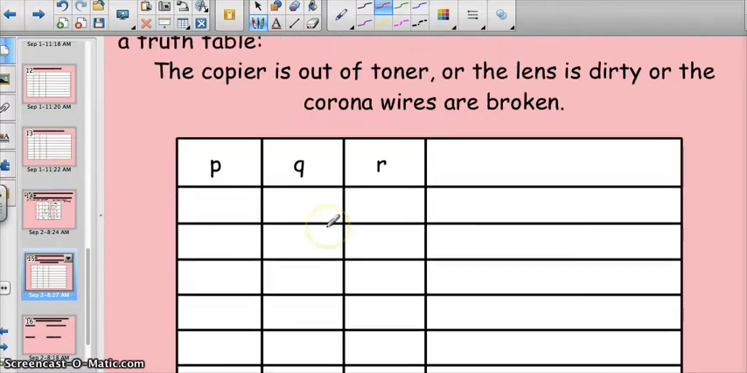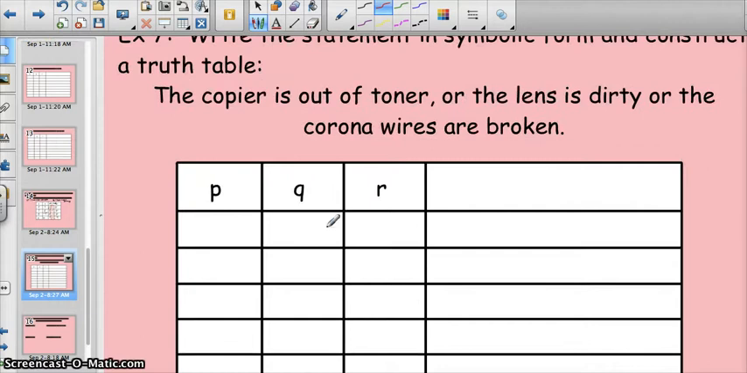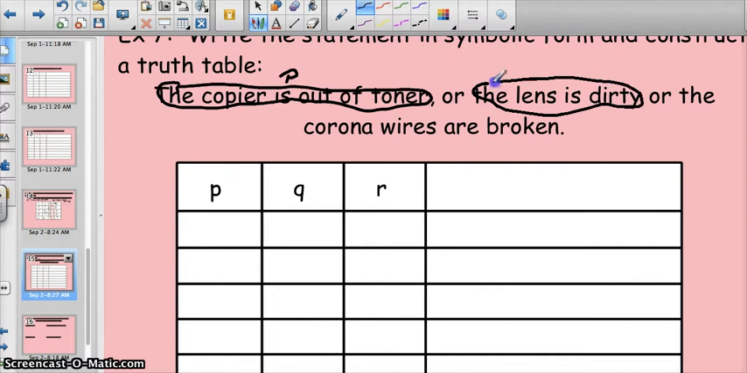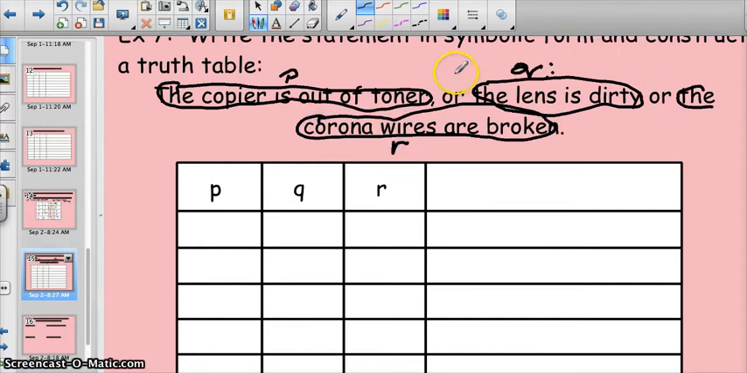We're going to do one as well with a three variable one, with three different ones. And I'm not going to write this all out. I'm just going to assign it based upon what it says above. So here we go. I'm going to make P the copier is out of toner. This is my P statement. I'm going to make the lens is dirty my Q statement. And then I'm going to make the corona wires are broken my R statement. So there's my P, my Q, and my R.